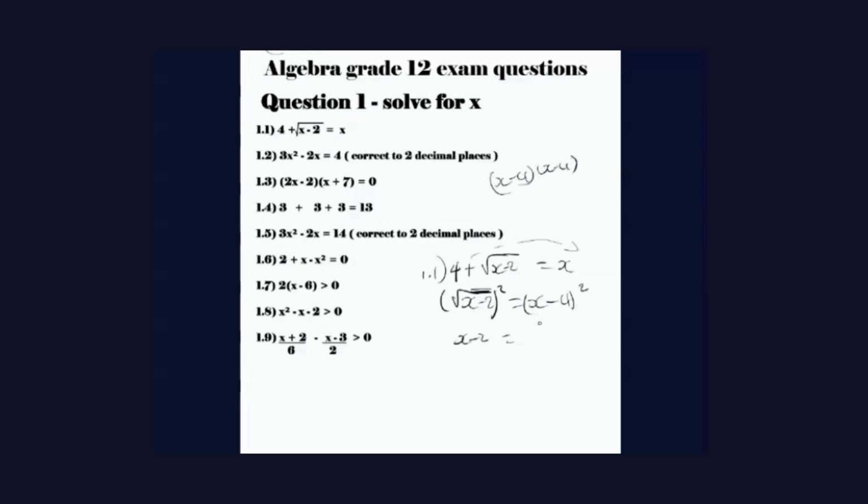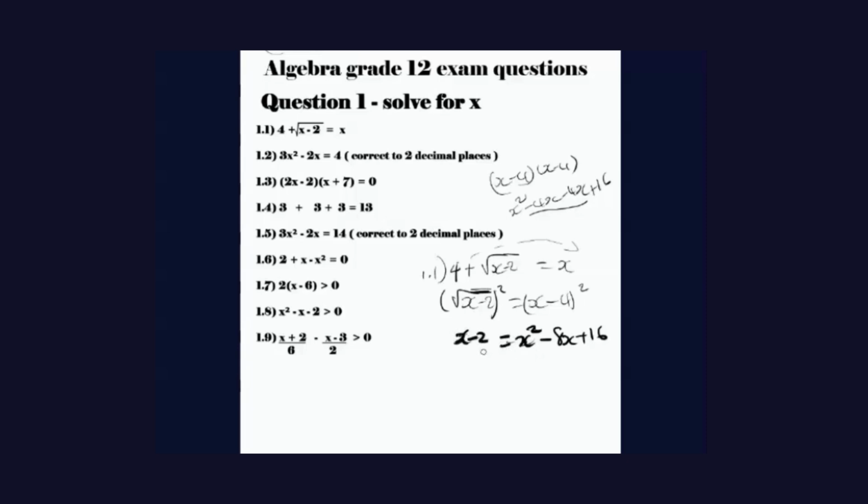Our answer will be x squared minus 4x plus 16. Let me change this pen, it's not working. So it is minus 8x. I'm just writing out everything, doing everything straightforward.